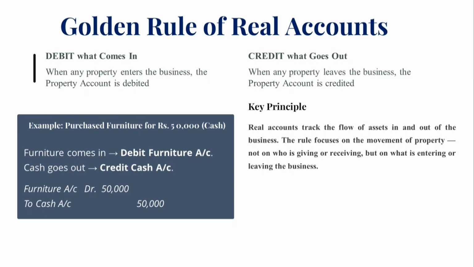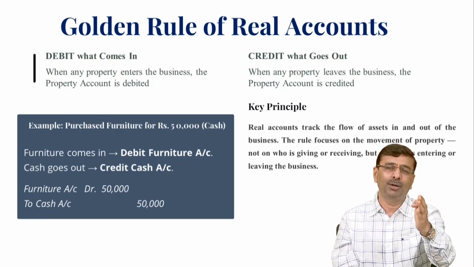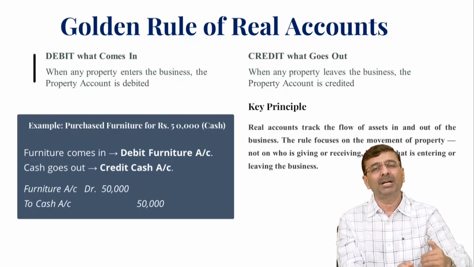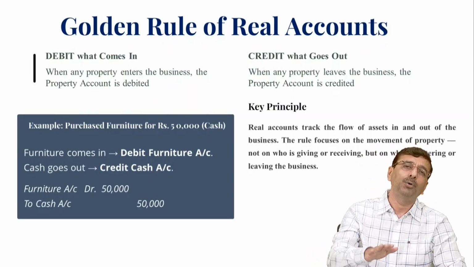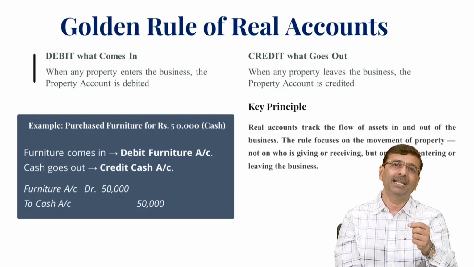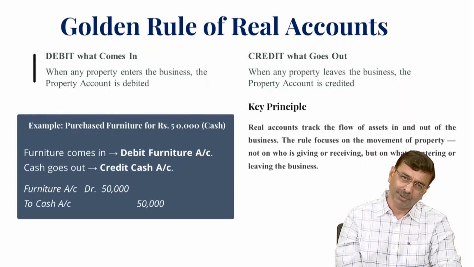The rule focuses on the movement of a property, not on who is giving or receiving, but on what is entering and leaving the business. Ultimately, when you are applying the rules of real account, you have to apply the logic that who purchases and who sells is not important. What actually comes into the business and what is going out from the business is more important. Only then can you apply the rules and get the proper answer for the real account.